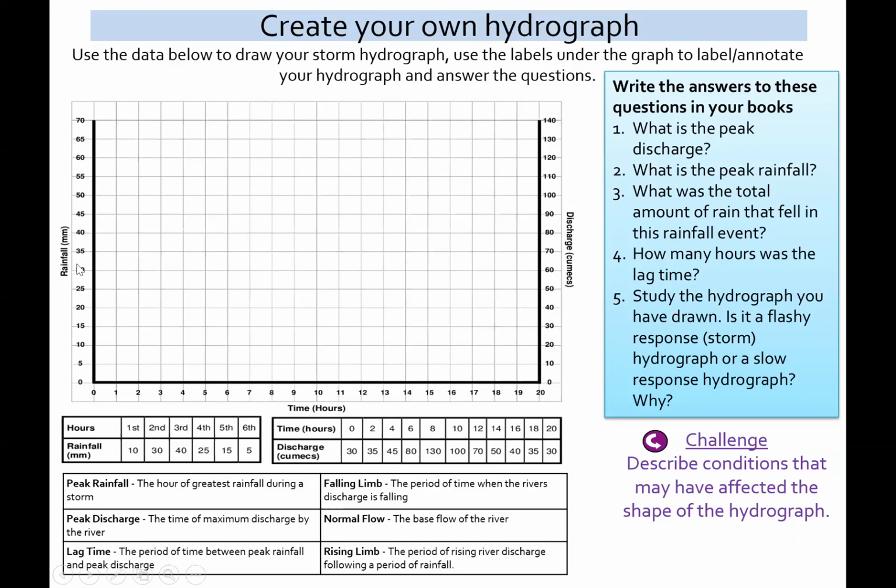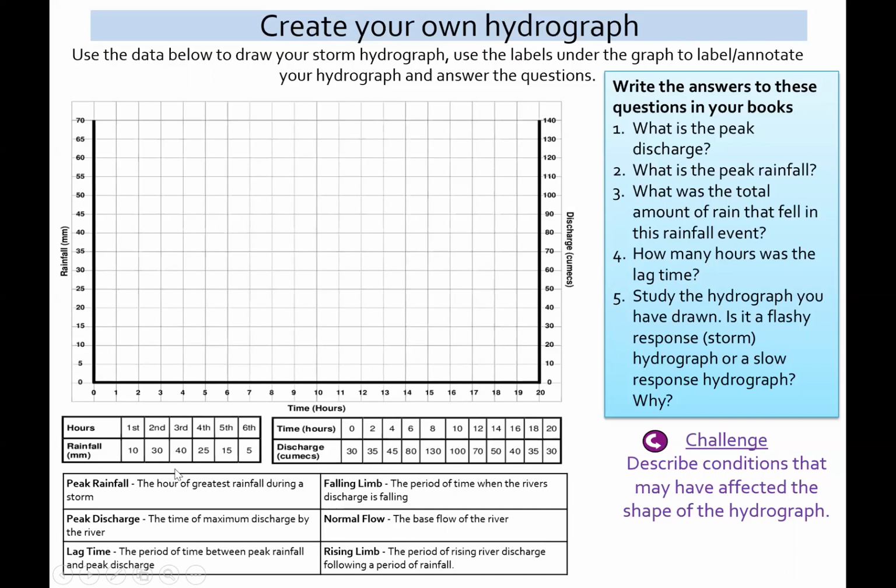On the left, you've got your rainfall, which is in millimetres, and that starts at 0 and it goes up in 5s all the way up to 70. On the right, you've got your discharge in cumecs, or metres cubed per second, and that starts at 0 and it goes up to 140. It's important that you realise that they're different, and I'll talk you through how you plot it in a moment.